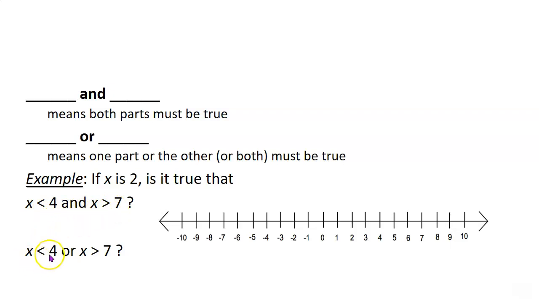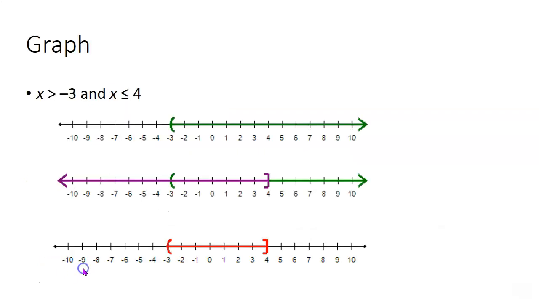Is it true that x is less than 4 or x is greater than 7? Well, let's see. 2 is less than 4. And even though it's not greater than 7, it only has to fulfill one or the other of those conditions. So the answer to the or question is yes. 2 is less than 4 or greater than 7.